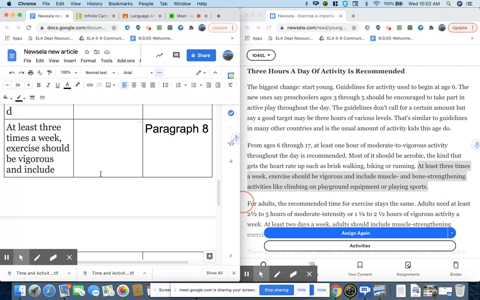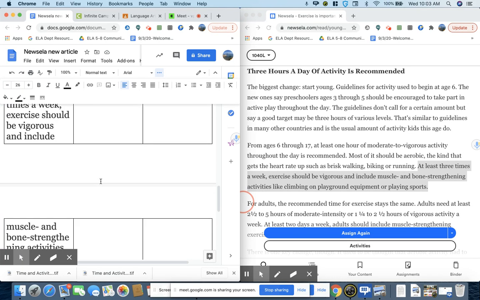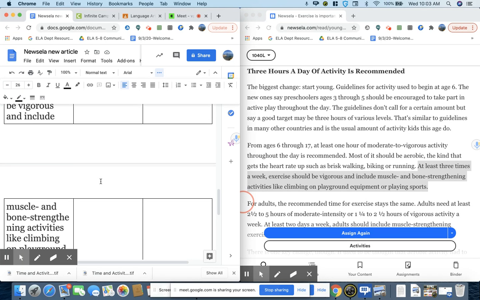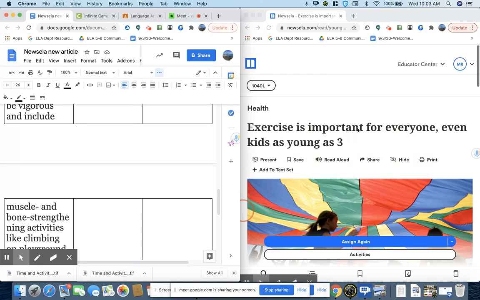At least 3 times a week, exercise should be vigorous and include muscle and bone strengthening activities like climbing on the playground. It's on the top of the thing. Give me a second and I will show you. Actually, I'll slide down because you don't need to see this side. That's the name of it.